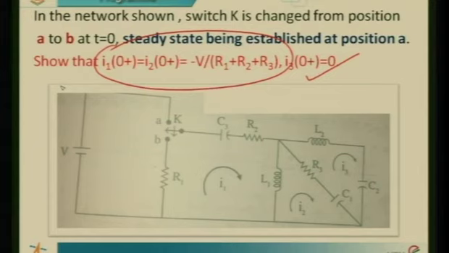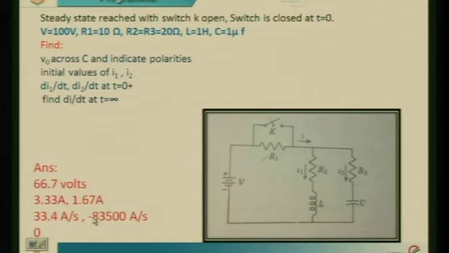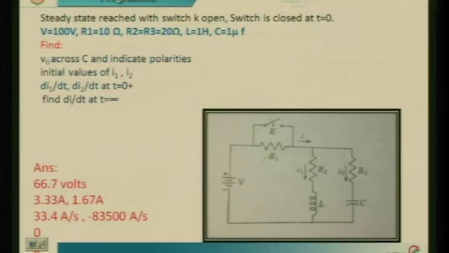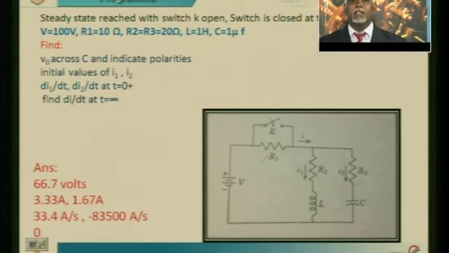We will go to another network today, the next problem. Before getting into the problem, we will see what the problem says. It says steady state is reached when switch K is open. We have transition and steady state: when any element changes, such as the introduction of a voltage source or current source into the network, or the removal of any element, there will be a transition and then a steady state. In this case, the switch is initially open and steady state has been established.